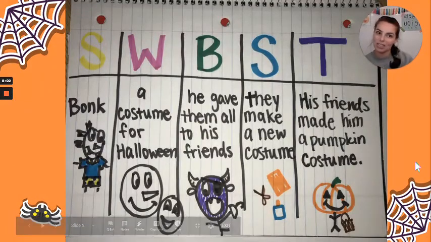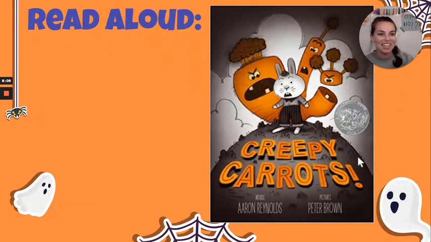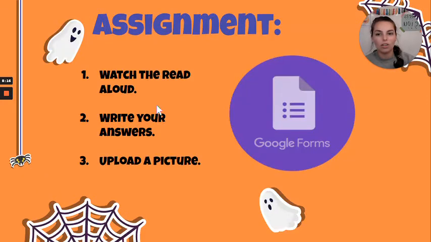So guess what your assignment is going to be? You're going to be watching a read aloud of Creepy Carrots. This is a story we've been working on for a little bit. So you're going to watch the read aloud, and then you're going to write your answers on a piece of paper just like I did and upload a picture onto the Google form.